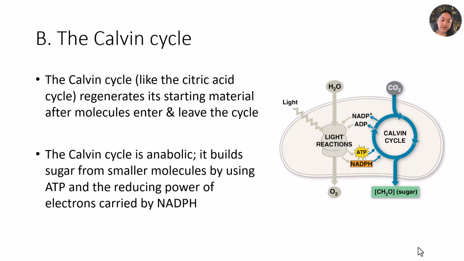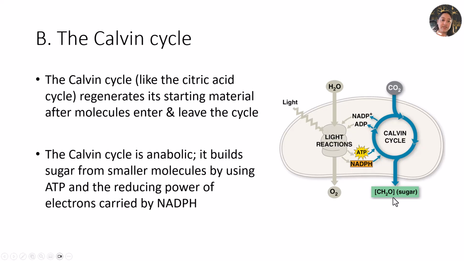So the Calvin cycle, like the citric acid cycle, is a cycle. So it regenerates the starting material after molecules enter and leave the cycle. When a molecule enters, it adds on to a starting material, and then it makes what's going to start the next one.